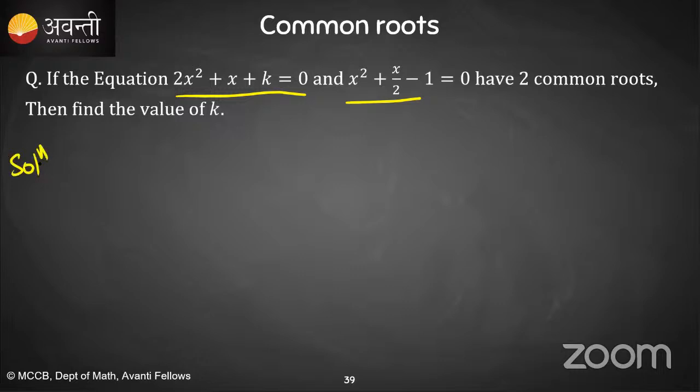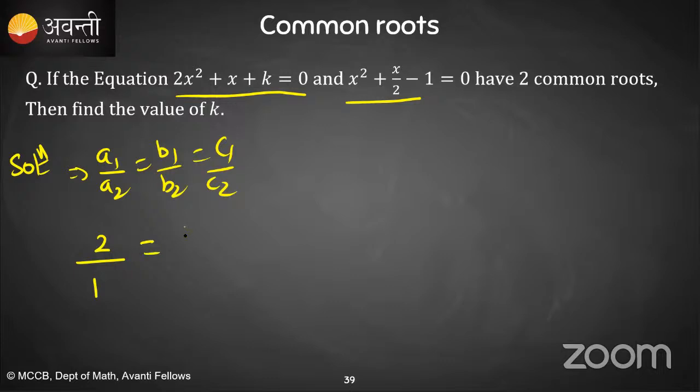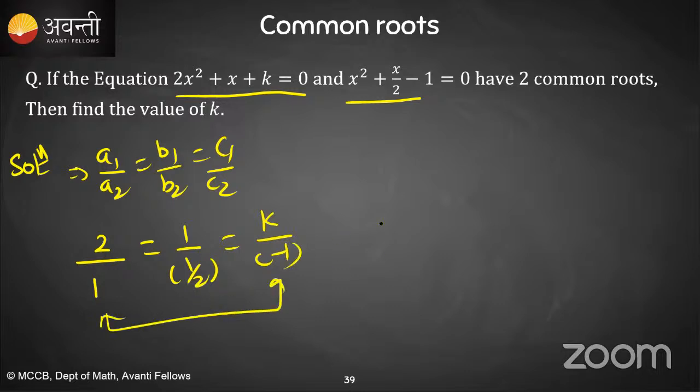So it is very simple. If both the equations have the same common root, so it means their coefficients must be proportional. It implies a1 upon a2 is equal to b1 upon b2 is equal to c1 upon c2. What is a1? 2. What is a2? 1. Equal to 1 upon 1 by 2 is equal to k upon minus 1, right? So what is k? Compare these two. k is equal to minus 2.